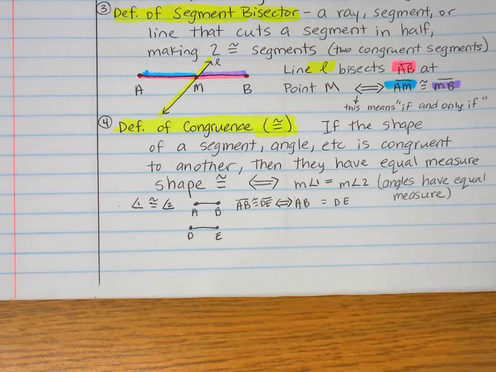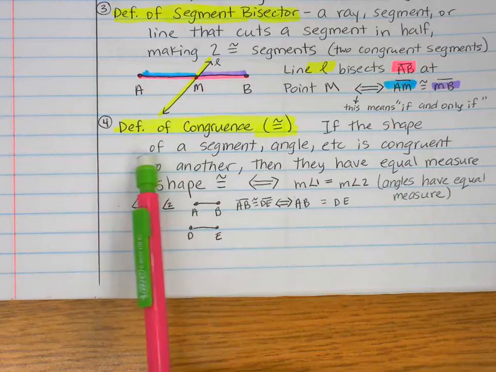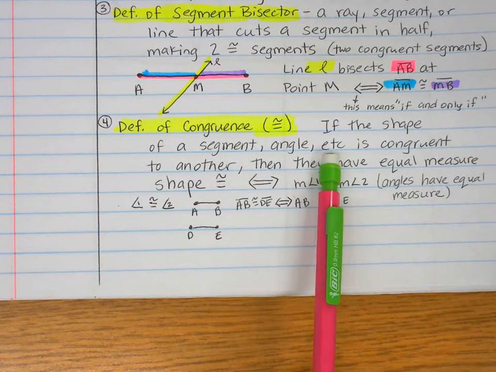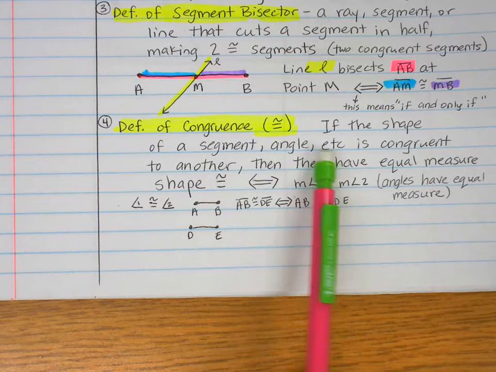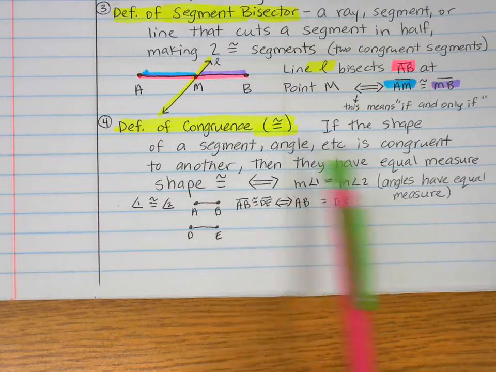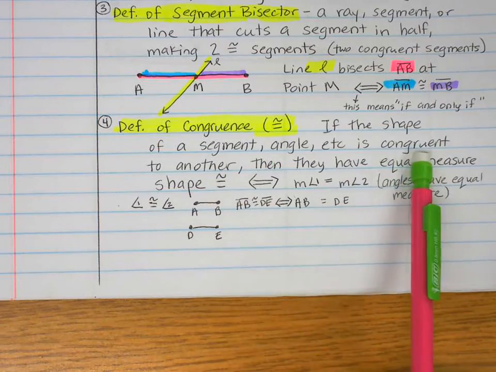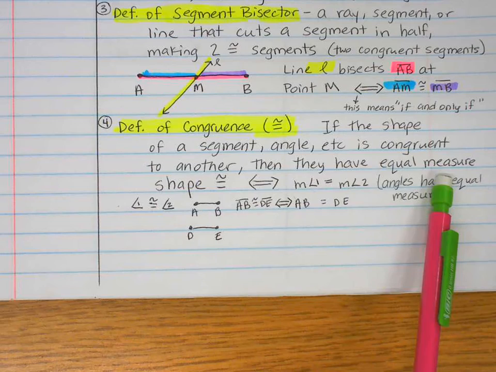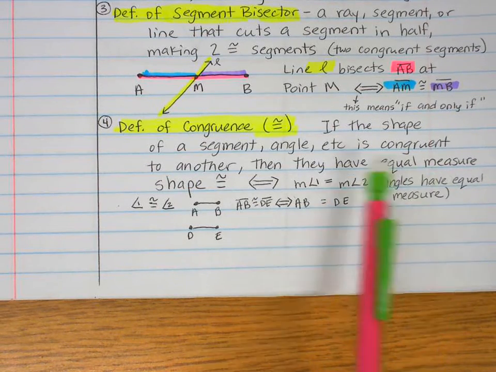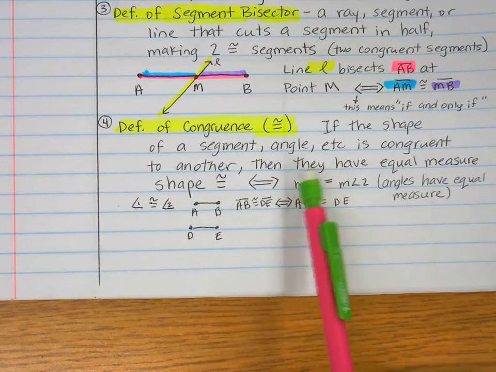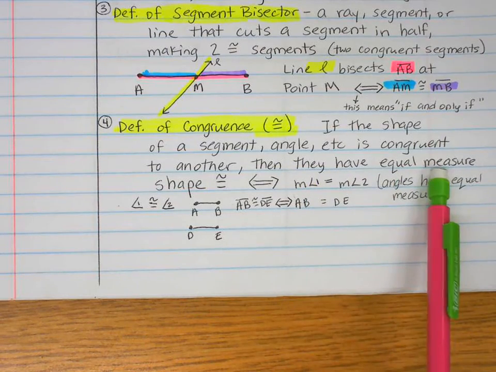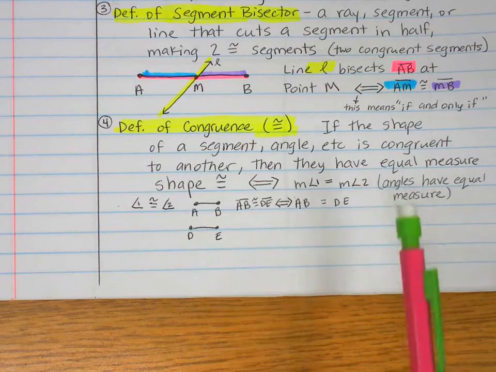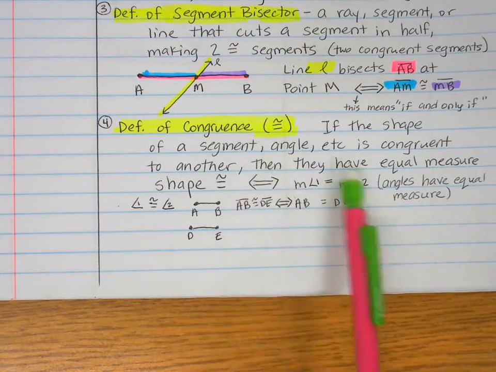So it says if the shape of a segment, angle, we could actually be talking about shapes like triangles or quadrilaterals, but for now we'll think about segments and angles. If the shape of that is congruent to another, then they have equal measure. And it goes backwards too. If two segments have equal measure, then the shape of a segment is congruent to another. So it can go back and forth.